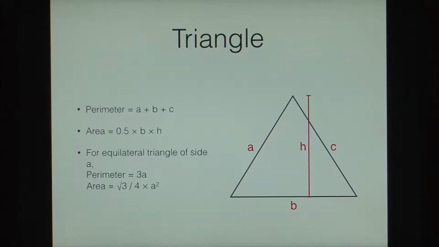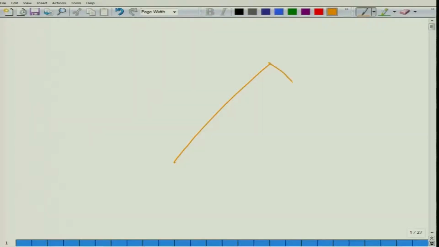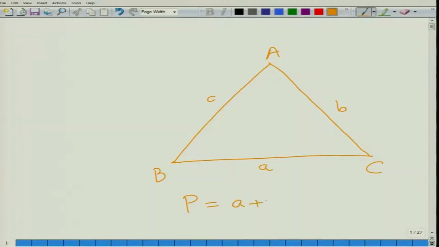Now, let us draw a triangle. Suppose this is a triangle that we refer to as A, B, C. Now, these sides have lengths of small a, small b and small c. The perimeter of a triangle is the sum of the lengths of the 3 sides. So, P, or the perimeter, equals a plus b plus c.